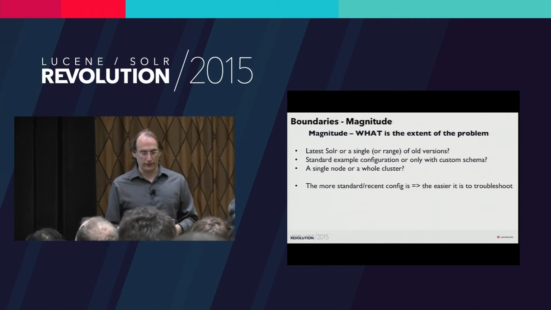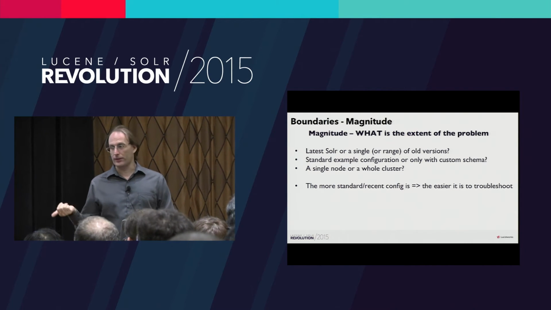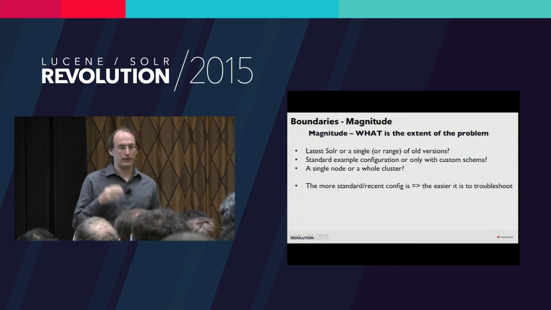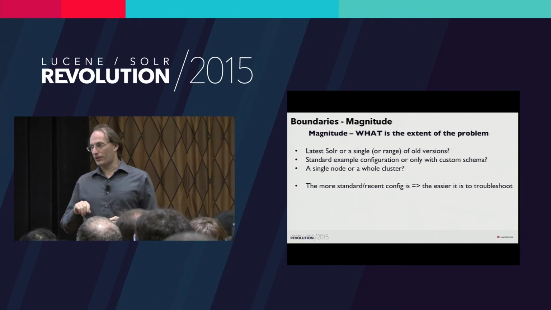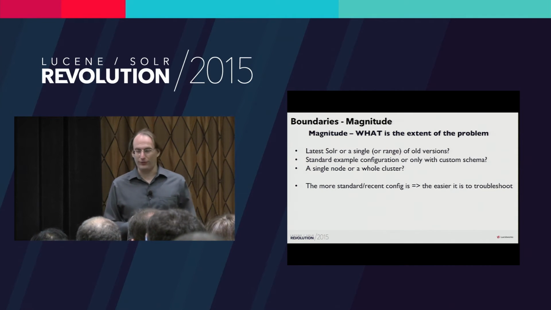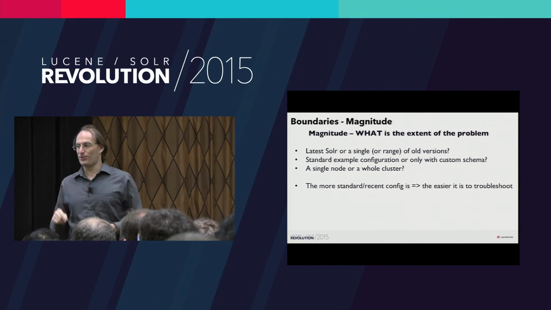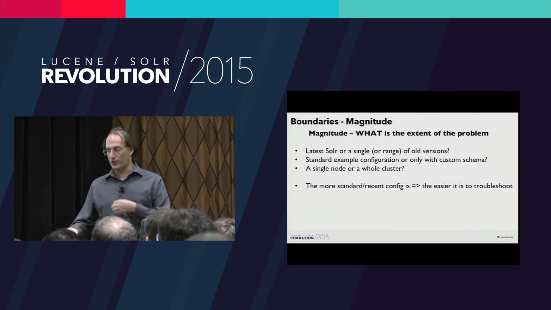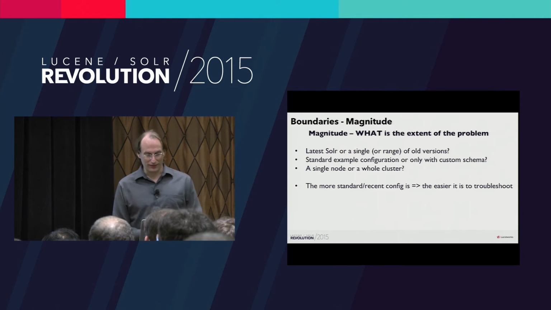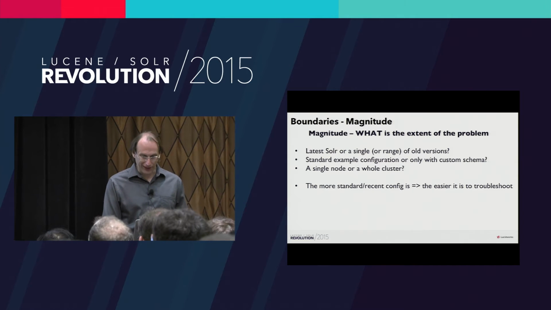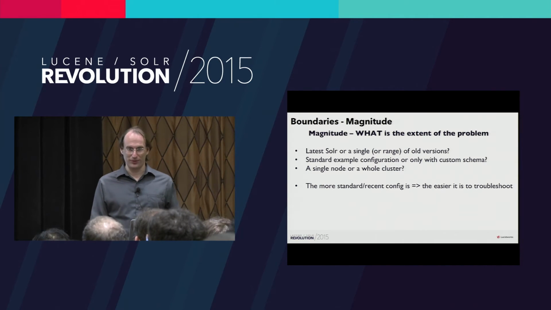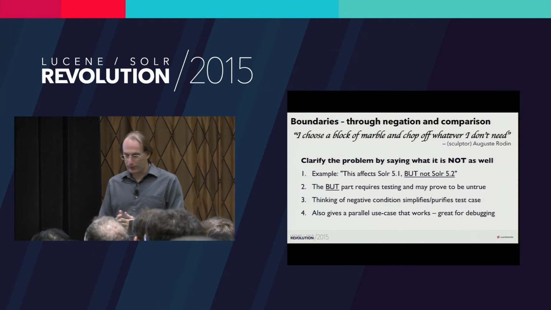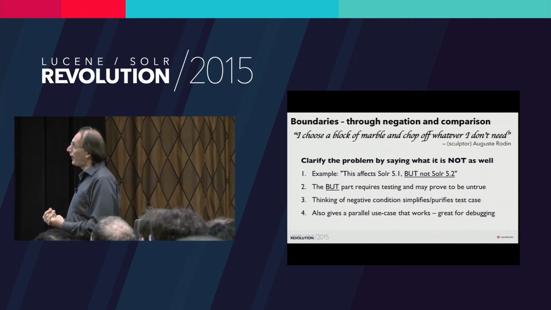Okay? And of course, again, with SolrCloud, is it happening on a single node or on the cluster? And the more standard and recent the configuration, the easier it is to troubleshoot. There is also a corollary to that. The more standard the config is, if you think there is a big bug in it, it's usually not a bug. It's usually that maybe you didn't understand the configuration, maybe there is a new feature, maybe something else. So it really helps to look twice. Unless it's a really, really edge feature and you suddenly want to use it and you're the first person to use it, then maybe.